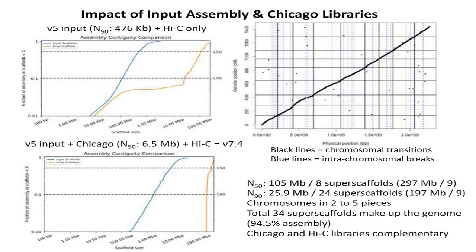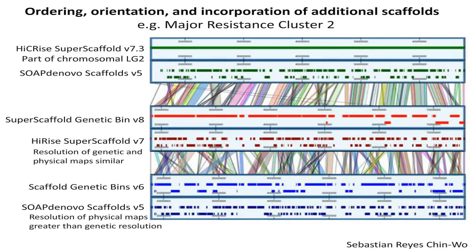For comparison, you've got the plot on the bottom left-hand side. You can see with the yellow line that virtually all of the assembly is in these very large molecules. The input assembly is shown in the blue line. The two plots here on the left-hand side give you the comparison of the effect of the size of the input assembly, emphasizing the point that Brandon made earlier, that the Chicago and Hi-C libraries are complementary.